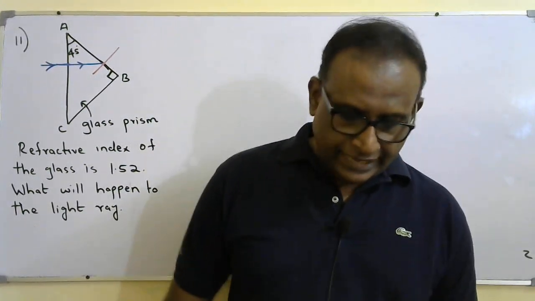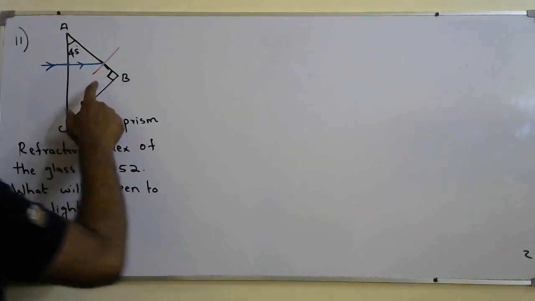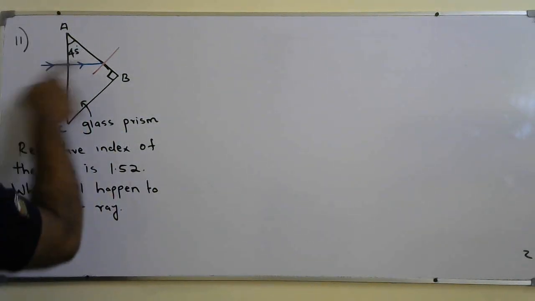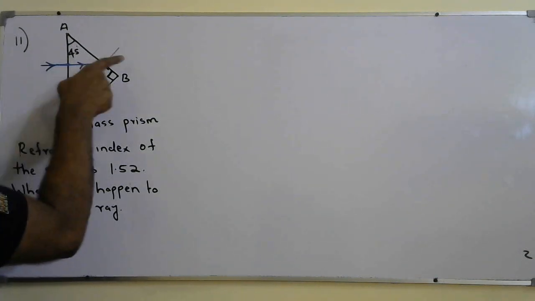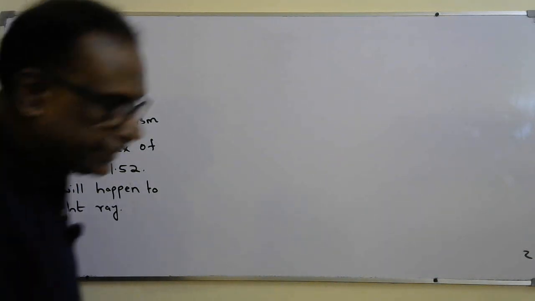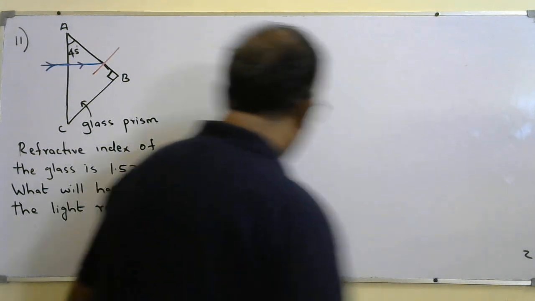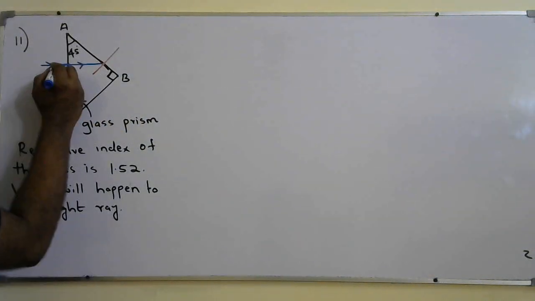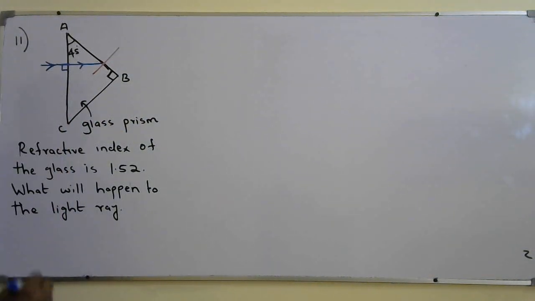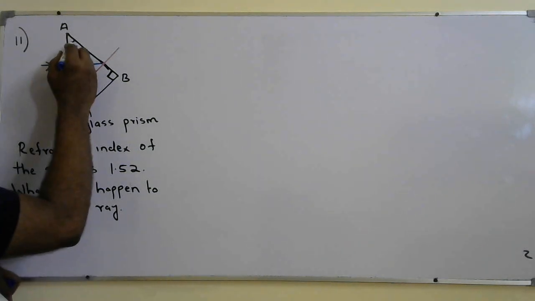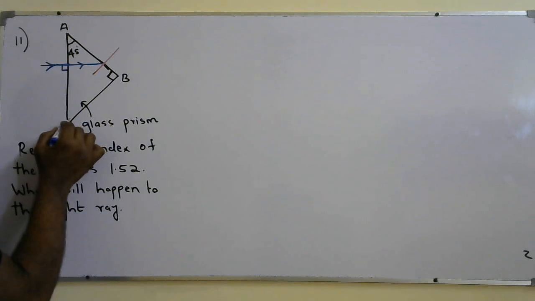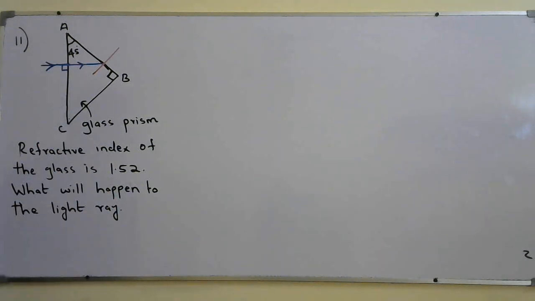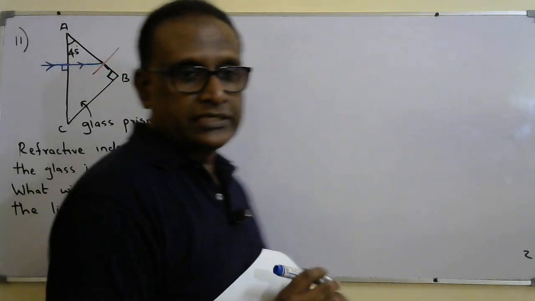Okay, so this is a triangle. This is 90 degrees, 45 degrees. The side AC is kept vertical, and the light ray is entering such that it is perpendicular to the side AC. What will happen to this light ray? Okay, so what's the angle of incidence? This is 45 degrees, this is 45 degrees, this is 90 degrees, because this is a vertical line. So the question is, what will happen to this light ray? We can't answer without doing a proper calculation.